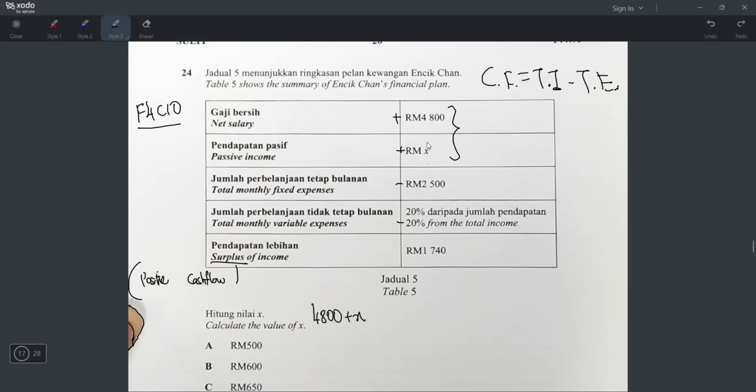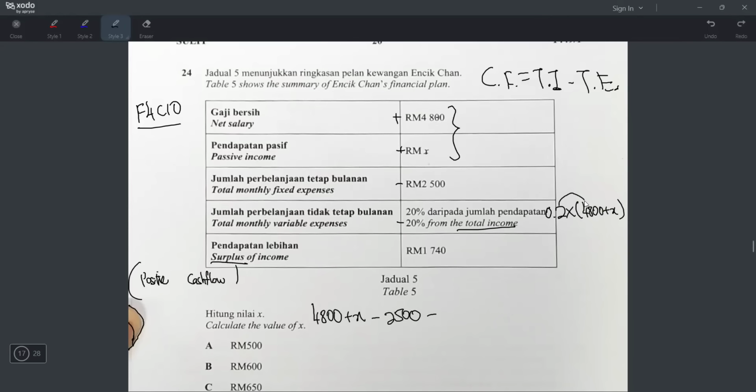4800 plus X. That's the total income, active and passive. And then minus with total income, minus 2500, and then minus with this 20%, right? Okay, the 20% from total income will be 20 over 100 is 0.2. Multiply times with the total income, which is 4800 plus X. So it'll be like this, 4800 plus X.